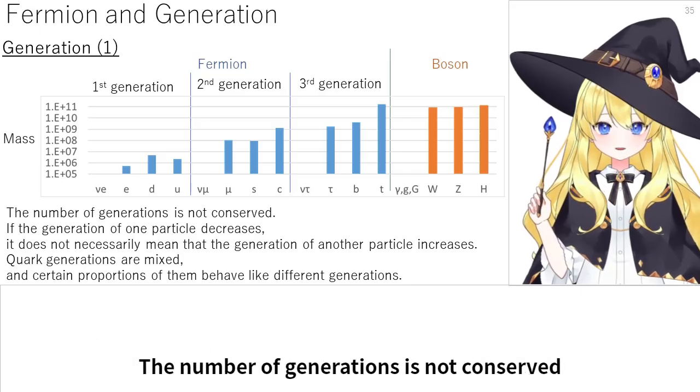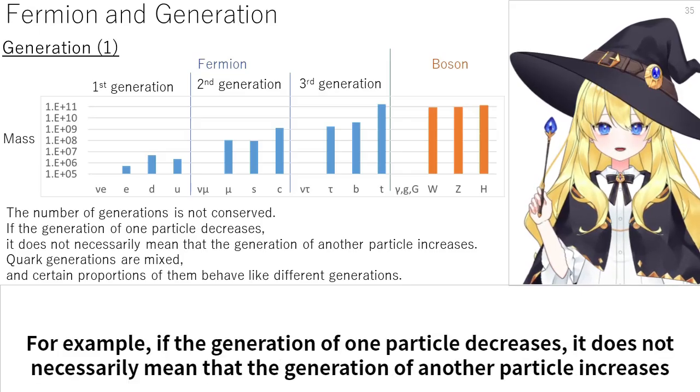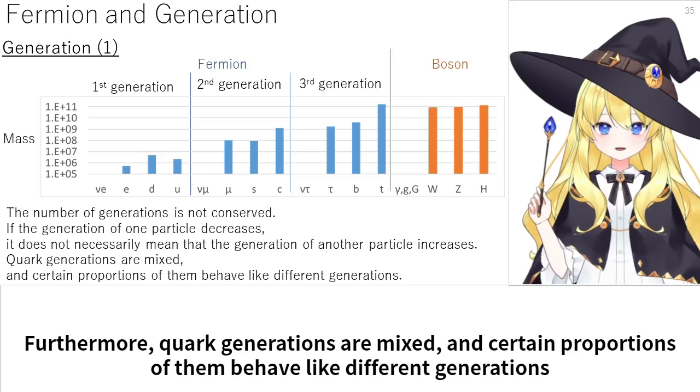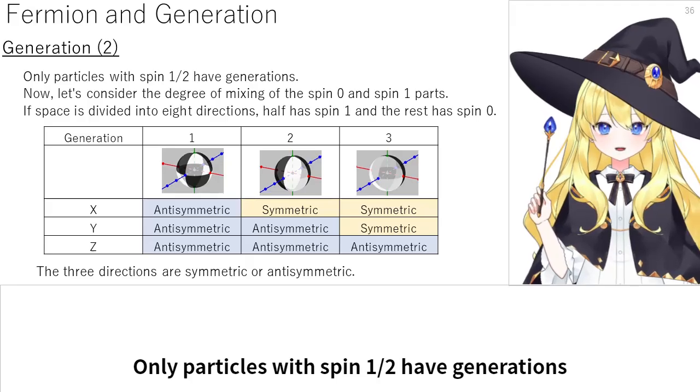The number of generations is not conserved. For example, if the generation of one particle decreases, it does not necessarily mean that the generation of another particle increases. Furthermore, quark generations are mixed, and certain proportions of them behave like different generations. Only particles with spin 1/2 have generations.